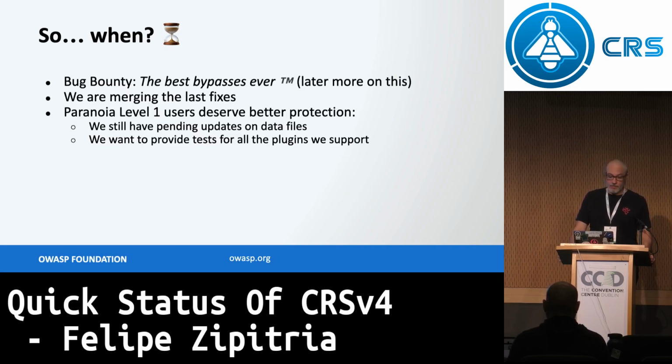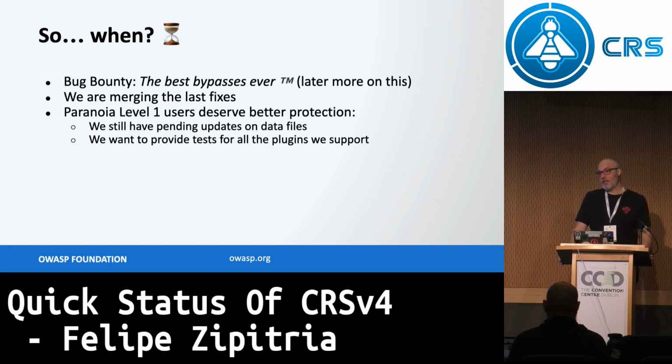The thing is that we use a lot of lists with words and things like that in paranoia level 1, and the lists were outdated, like 10 or 12 years old. For a security product, as we know, that's a long time. So even if you have a small bypass there, even if it's paranoia level 1, we can do better as the CRS project. So what we are doing now is that we still have some pending updates on data files.